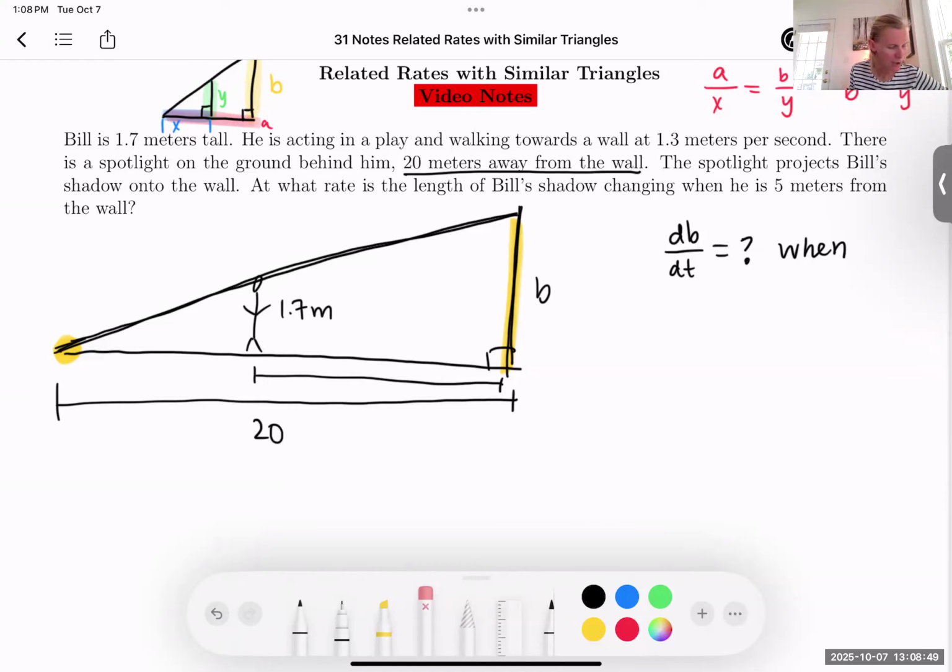So usually what we're going to do here is label this side of the triangle. We can call this X like we did before, and then we can make an inference about how long the other side is going to be. If he's 5 meters from the wall, that means he'll be 15 meters away from the spotlight. So we're looking for dB/dt when X is 15.